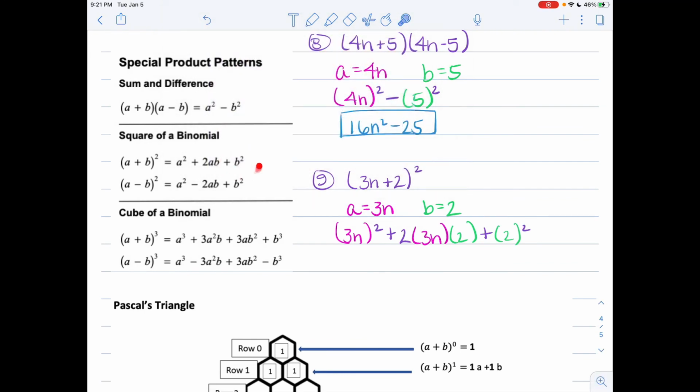Let's go ahead and simplify everything, get rid of all of these parentheses, multiply anything we can. We're going to get 3 squared is 9, n squared. We have a 2, a 3, and a 2, so that's going to give us plus 12n, and then finally plus 4.